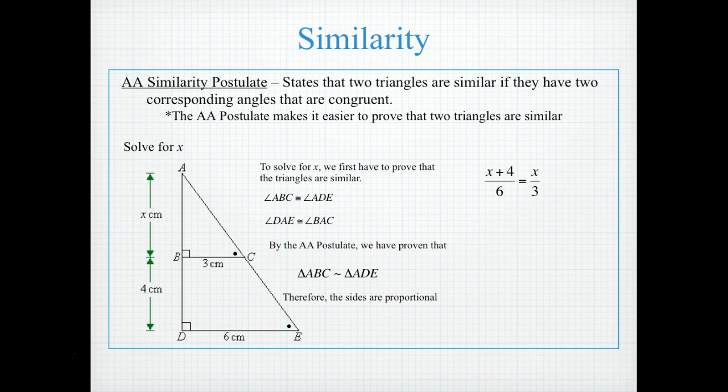So we set up our proportion: x plus 4 over 6. So that side AD is x plus 4 and side DE is 6. That's going to correspond to x over 3. So x is given by AB and 3 is given by BC. So the equation that we set up is x plus 4 over 6 is equal to x over 3. We find the cross product and we get 6x equal to 3x plus 12. And when we isolate for x, we get the solution of x equal to 4.